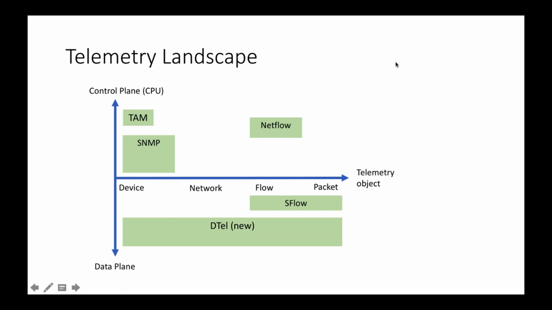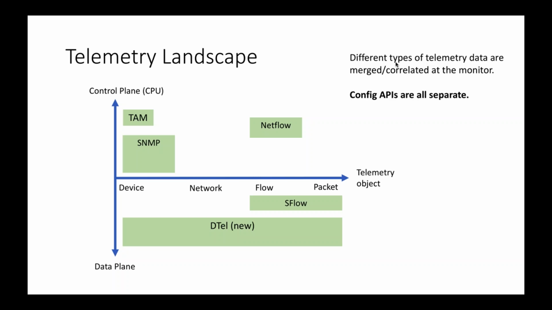Further, from the point of view of telemetry objects, there's been, in the past, a siloing of different telemetry solutions depending on the type of object you want to provide information about, whether it's a device, the network, flows, or even the packet level. And what we're saying is that with the way the API is structured for detail today, we're really spanning the whole telemetry object space. There's really no differentiation in terms of whether we're collecting device information, network information, flow information, or per-packet information in our in-band telemetry data.